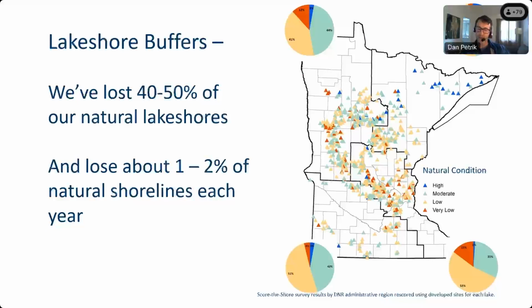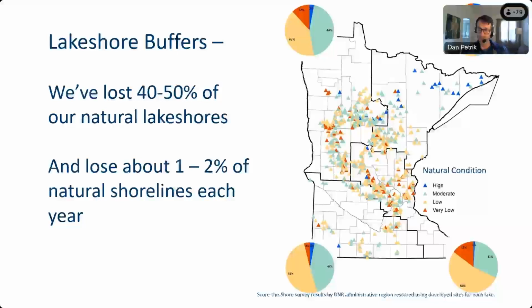It's based on an understanding of how natural shorelines are disappearing, and it's based on a survey that the DNR conducts called a Score the Shore survey. This survey is used to estimate the amount of natural habitat in 3 lake zones, aquatic, shoreline, and shoreland, in 100-foot segments. These are samples that are done on lakes that the DNR is surveying for fish populations.